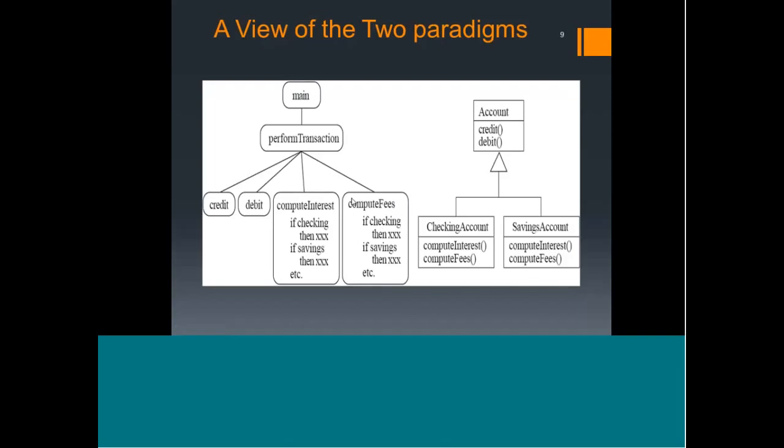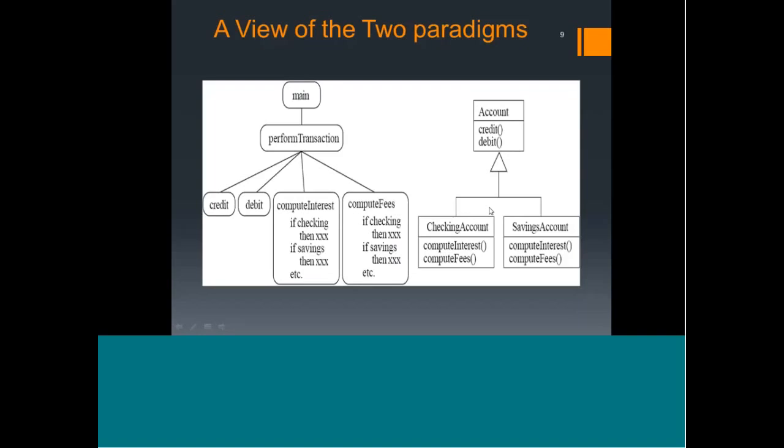So what is happening here? See this logic here? It's more or less using the same logic. That means this one I'll repeat for savings account separately. For example, if I have to do compute interest, for checking account I will do one, for saving account I will do another process. Here also for compute fee, for checking account I will do one procedure, for saving account I will do one procedure.